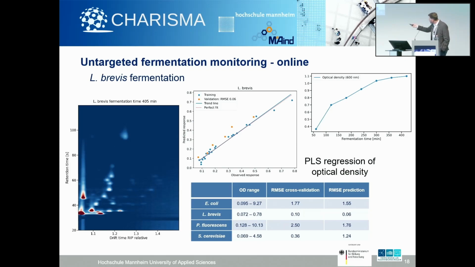And if you look at the lactobacillus, cross-validation really looks good for the other organism. It doesn't look too good for yeast, which is logical. It doesn't look good because yeast tend to switch from aerobic to anaerobic fermentation. That obviously changes the process completely.